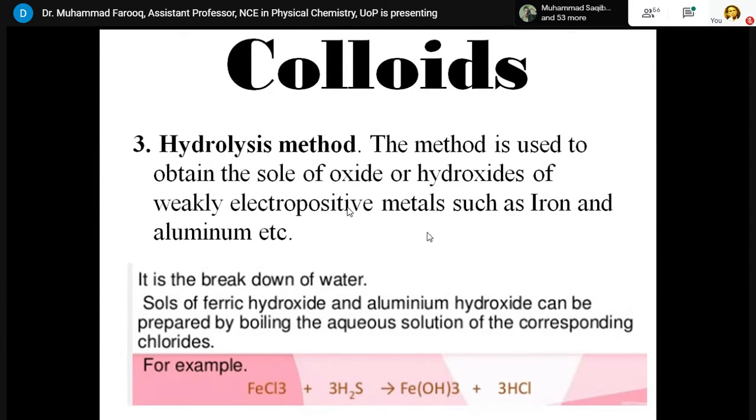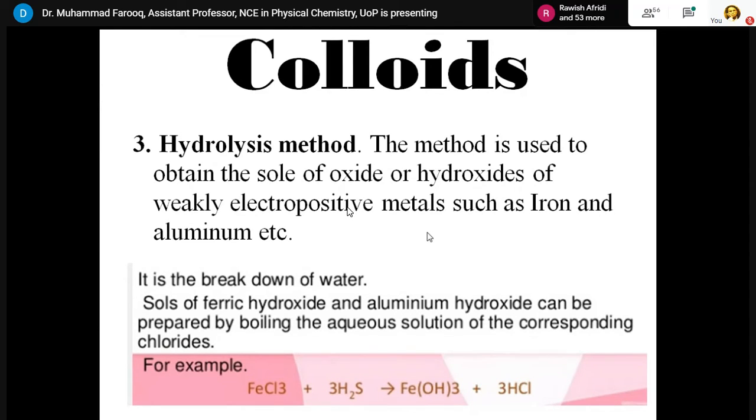Hydrolysis means splitting of water. For example, we have an aqueous solution of FeCl3. This is H2O, not H2S. This is H2O. Look below at the reaction written; it has H2O, I will change it accordingly, but please consider it as H2O.